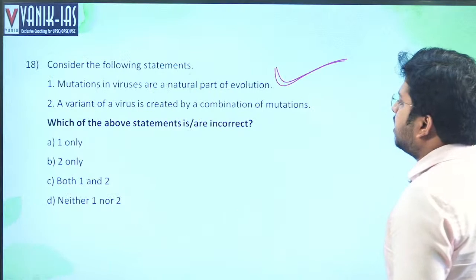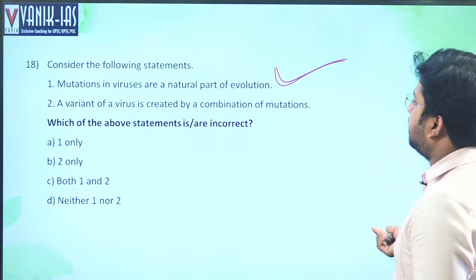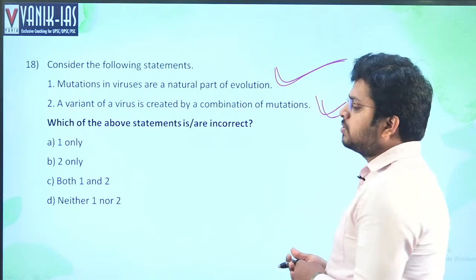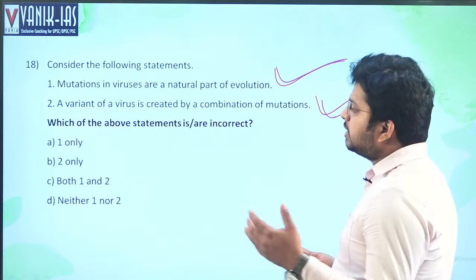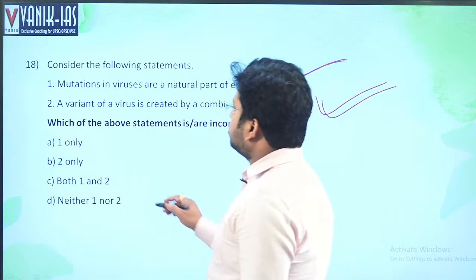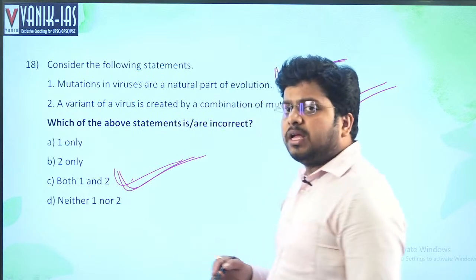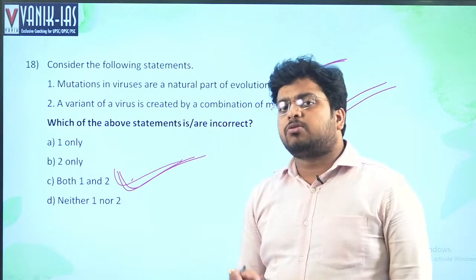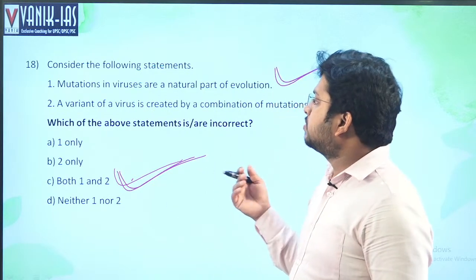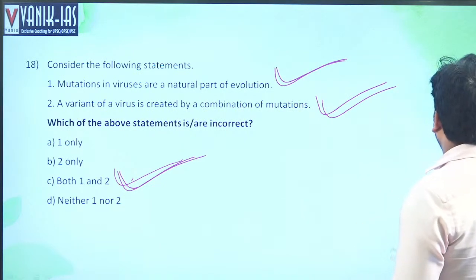Next, a variant of a virus is created by a combination of mutations. Yes, a virus is a combination of mutations because many times they undergo new mutations. Each time they interact with new bodies, they often undergo mutation, so it is a natural process. Both statements are correct regarding mutations. But irrespective of mutations, the COVID-19 vaccines are applicable irrespective of the number of mutations that a particular virus undergoes.